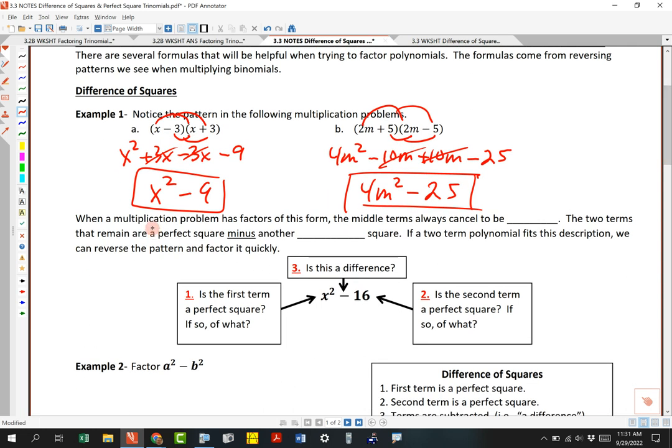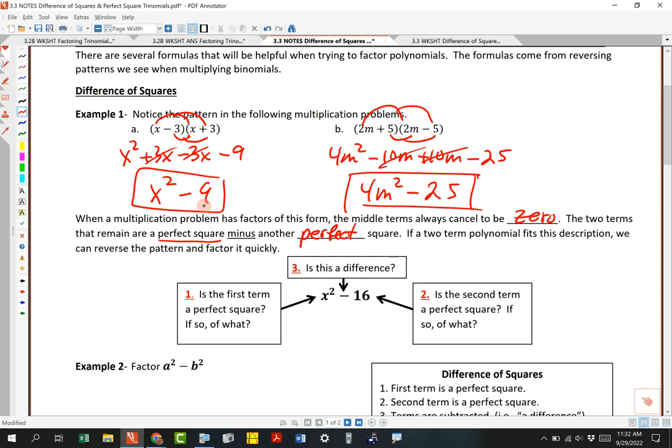Okay? So when a multiplication problem has factors of this form, the middle terms always cancel to be 0. So we don't have that linear term, if you want to think of it that way. And the 2 terms that are left, take a look at them. They're always going to look like this. They're going to be a perfect square, like x squared, or like 4m squared. 4 is a perfect square. m squared is a perfect square. Minus another perfect square.